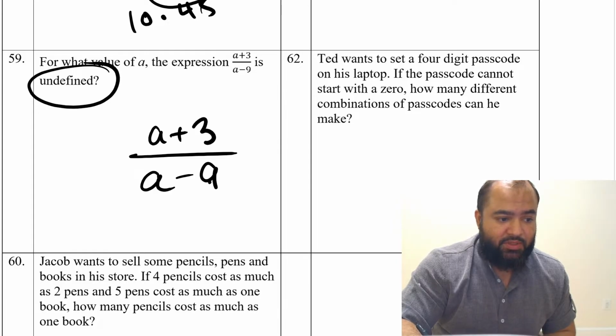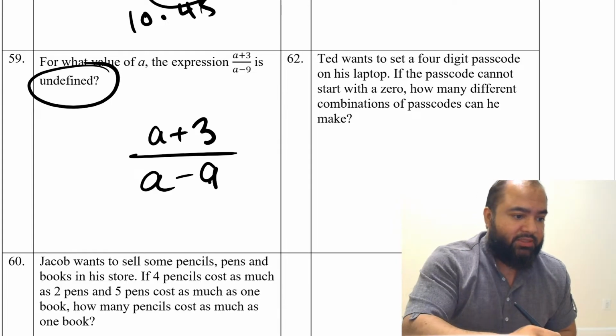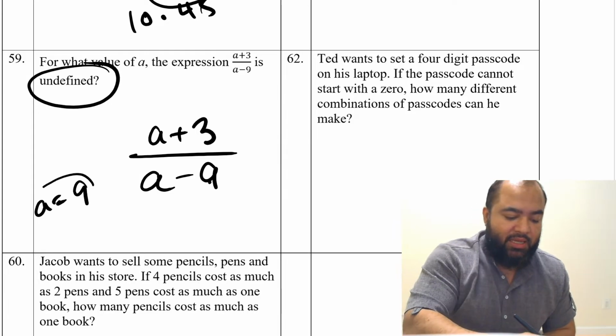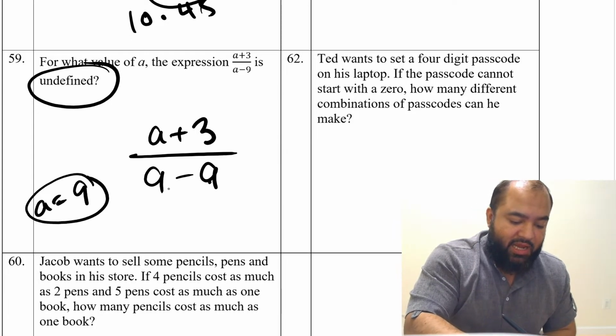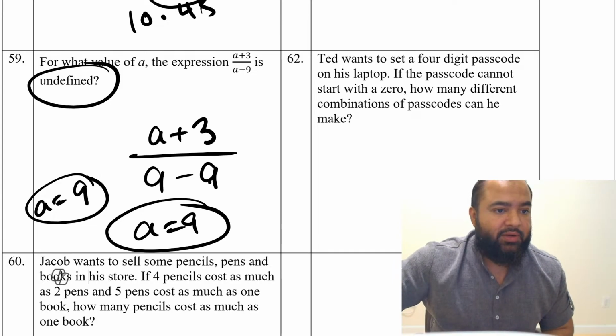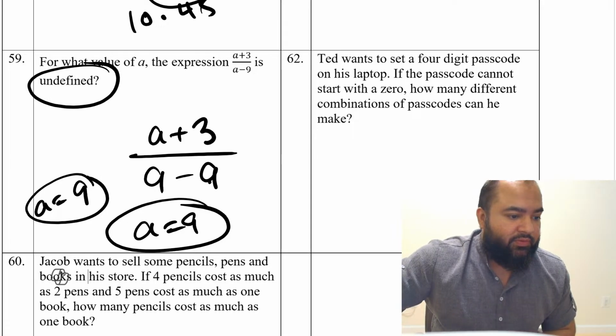It's going to be a equal to 9. Okay, a is 9. So if you put a is 9, 9 minus 9 will be 0. So a equal to 9 is the answer. That's what makes it undefined. Very good.